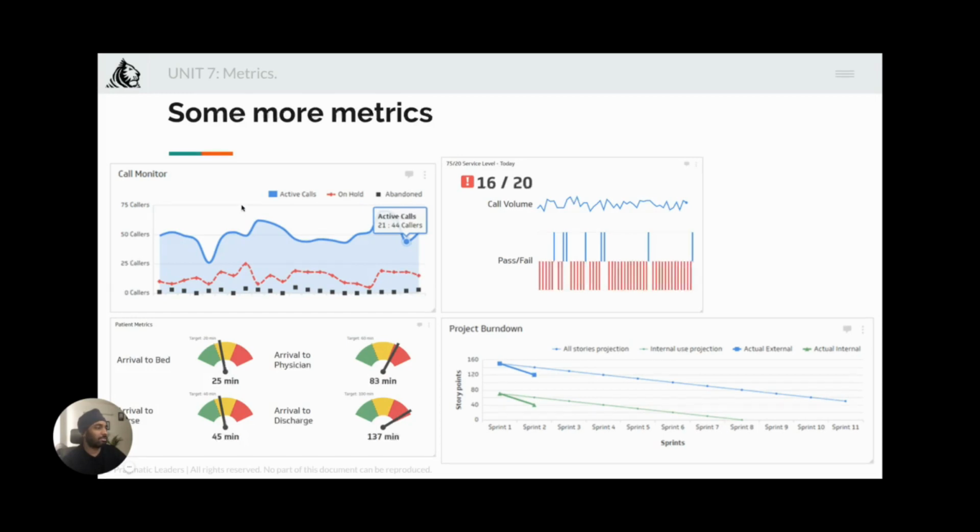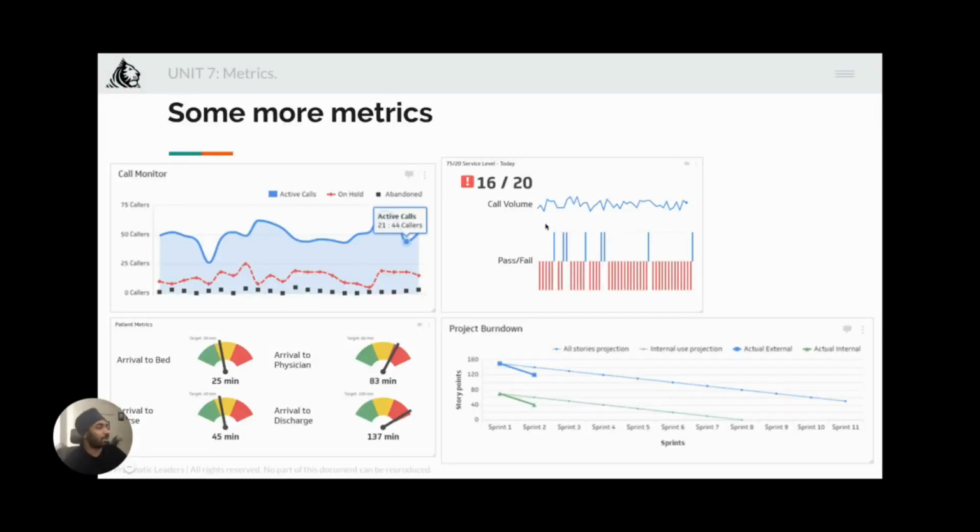Similarly, there are some more metrics that you can talk about. For example, call monitor: active calls, on hold, abandoned, which could be something that your customer support team might be concerned about. Or if you have built a product for your customer support team, you would like to see how it is performing and whether the abandoned calls have declined to almost zero, and is the hold time within a certain threshold. For example, you can see that the hold time has increased to 25 callers for a certain month, which is incredibly poor. It should be way lower.